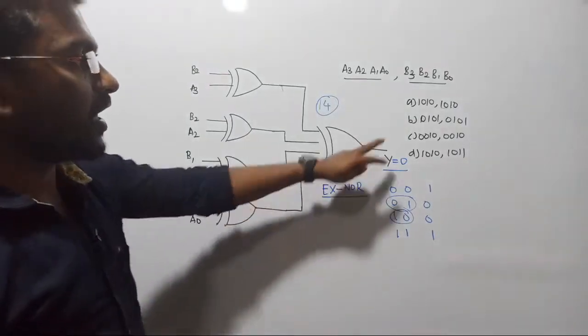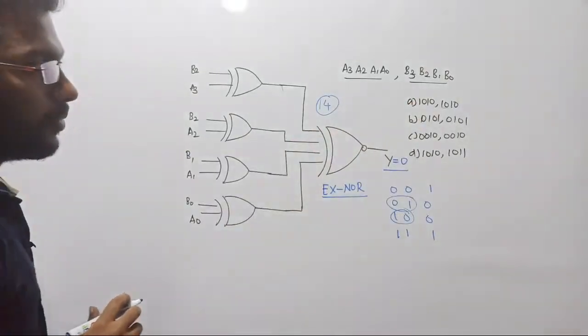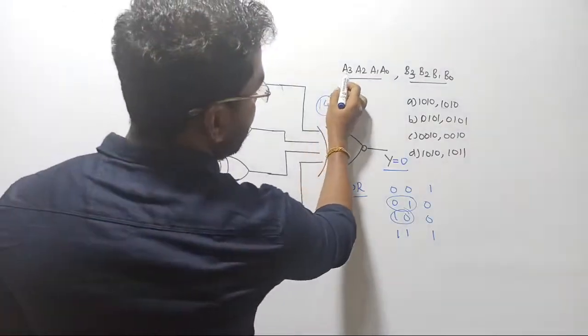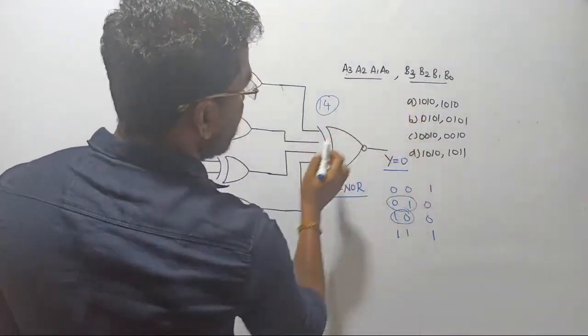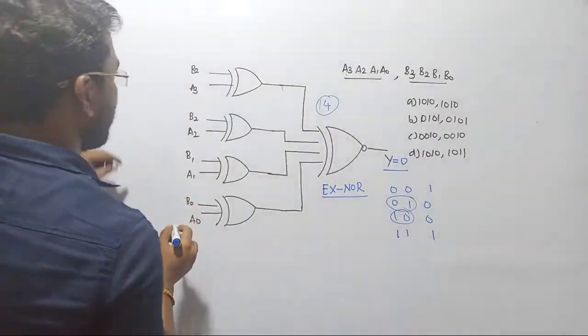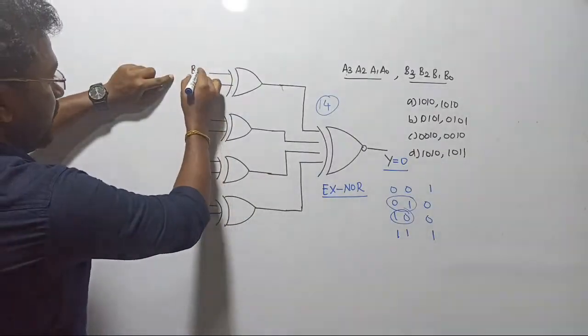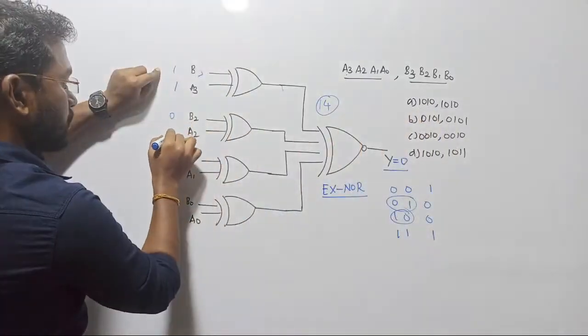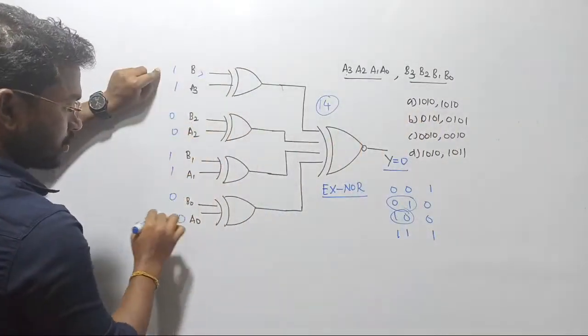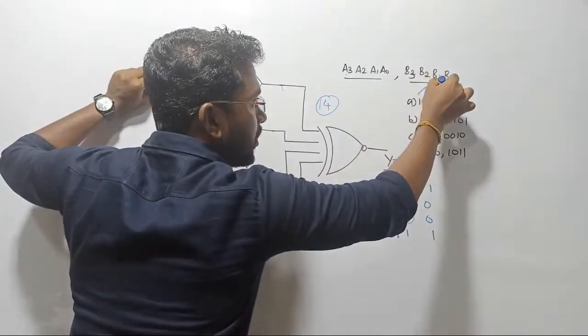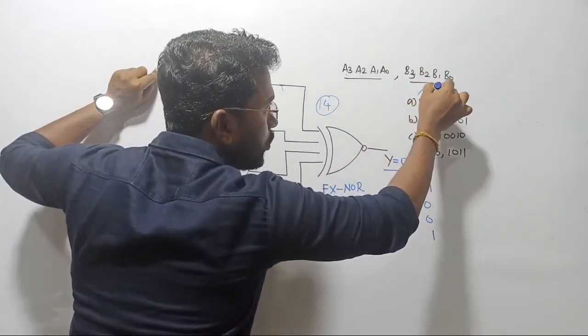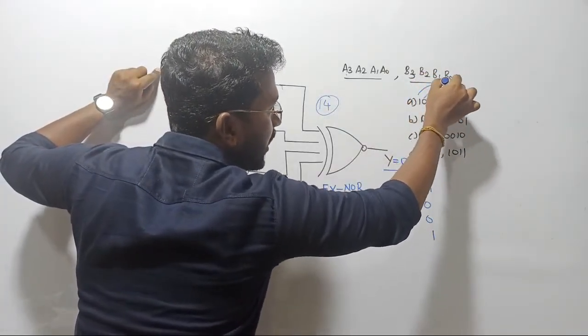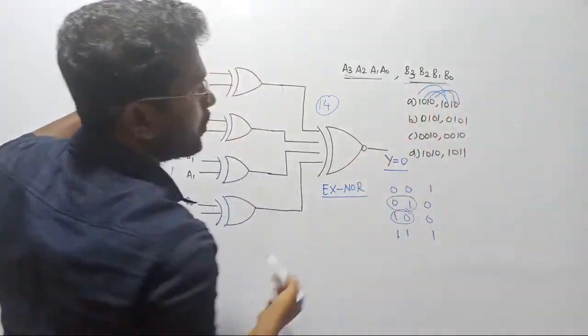In option A, they have given us the 1010 combo. 1010 in the sense, for A3 they are considering 1, and for B3 they are considering 1. See there, this is A3 B3, right? So they are considering 1 1. Next they are considering 0 0, then 1 1, then 0 0. Are you getting me? See there, A3 B3, then A2 B2, then A1 B1, then A0 B0. That is the order they have given.